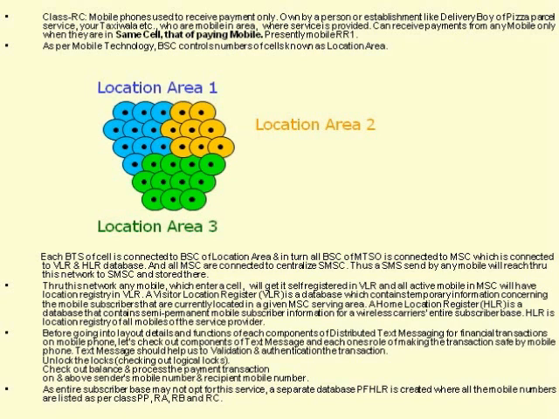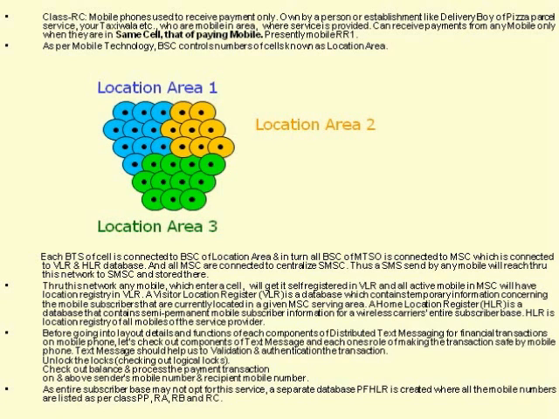Before going into layout details and functions of each component of distributed text messaging for financial transactions on mobile phone, let's check out the components of a text message and each one's role in making the transaction safe by mobile phone. Text message should help us with validation and authentication of the transaction. Unlock the locks, checking out logical locks. Check out balance and process the payment transaction. On and above, sender's mobile number and recipient mobile number.